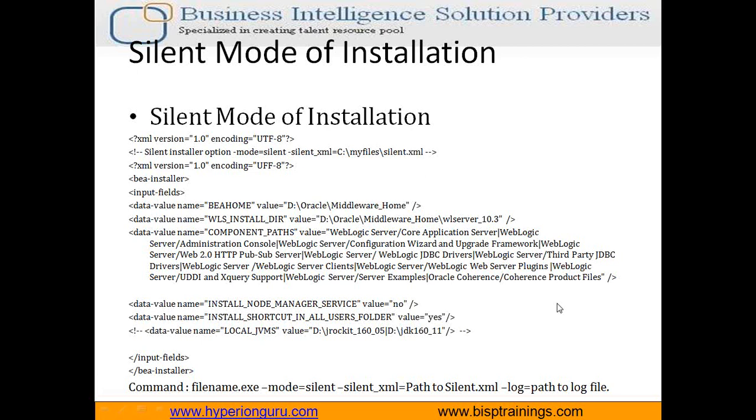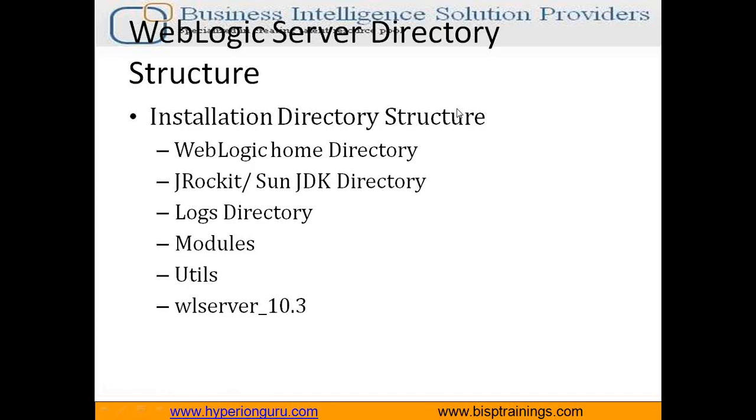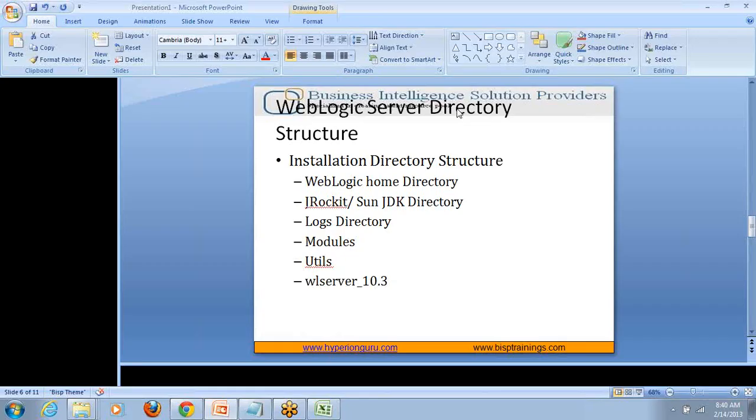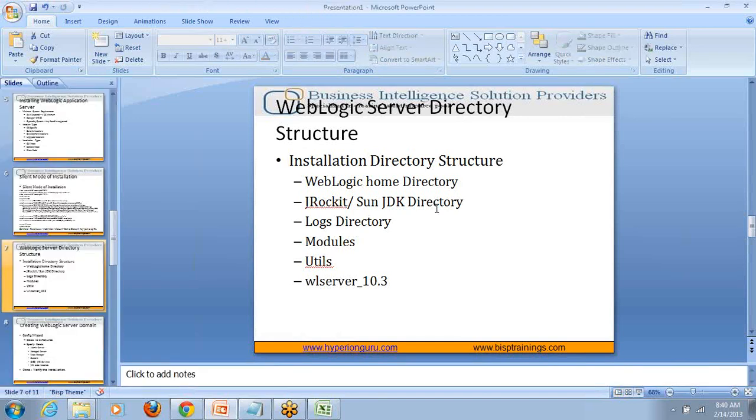So after that, we will be looking at, right, once the installation is done, the directory structure: what exactly the directory structure looks like, what the directories are meant for, what they consist of, and what each is responsible for. These are the directories: WebLogic home directory, JRockit, Sun JDK directory, logs directory, modules directory. And then creating a WebLogic server domain. We'll be looking at the domain creation as well.